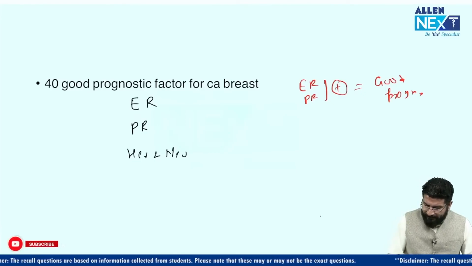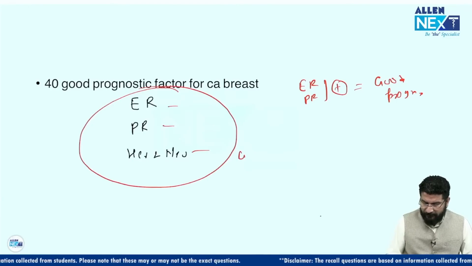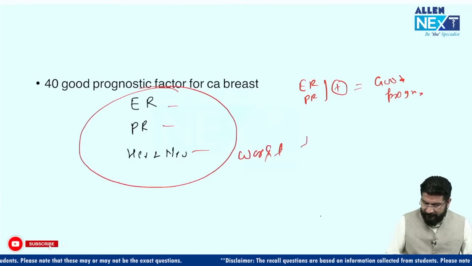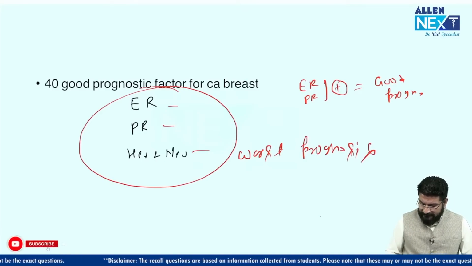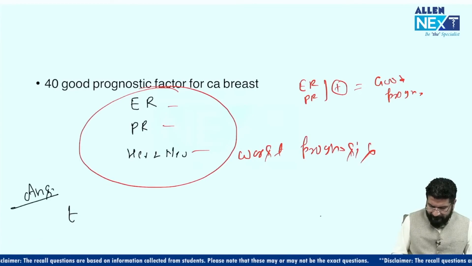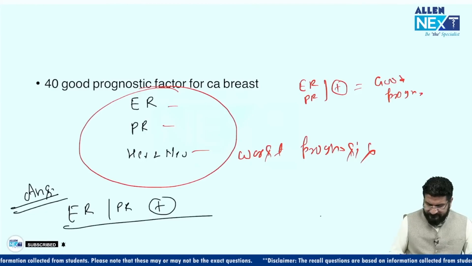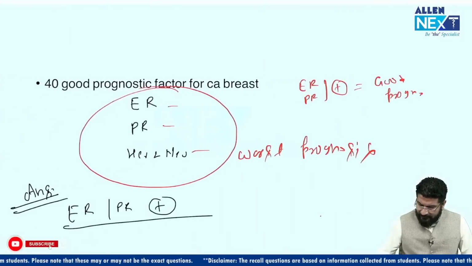But if it is a case of triple negative, meaning all these are negative, that is having the worst prognosis. So understand this question. Good prognostic factor they are asking. So the correct answer for this question is ER, PR, meaning estrogen and progesterone receptor positivity. Clear? Okay, then there are a few more questions.